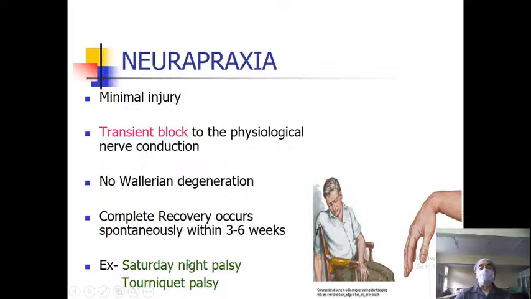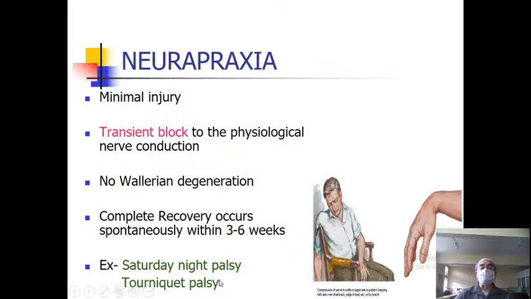But for you undergraduates, especially in the exam, if you write Saturday night palsy, then we know that yes, this student has attended classes and he is a good student. Okay, so for now, remember that Saturday night palsy is a neuropraxia, but this Saturday can be every day.